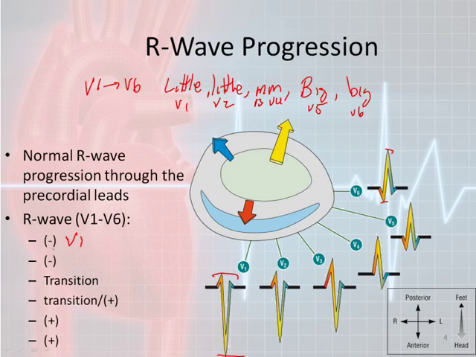V1 should have a negative QRS deflection. V2 should have a negative QRS deflection. V3 and V4 should be transitioning into a positive deflection. V4 should be primarily positive, and that would be considered a normal R-wave progression. V5 and, of course, V6 are supposed to be completely positive by the time you get over to the lateral leads. That would be considered a normal R-wave progression.